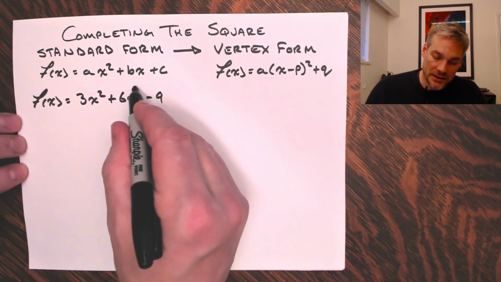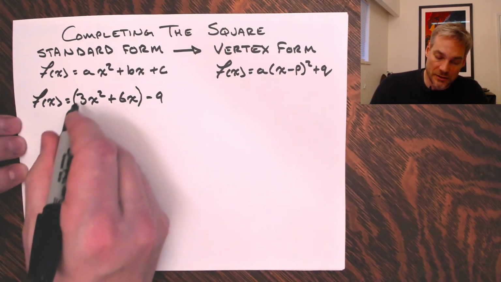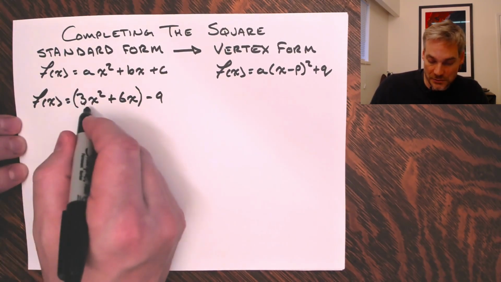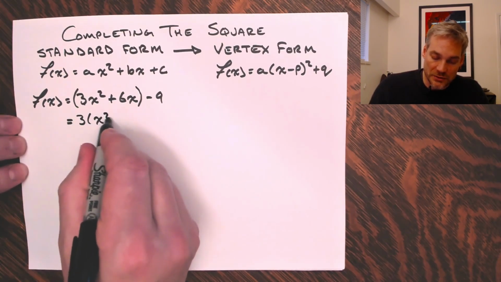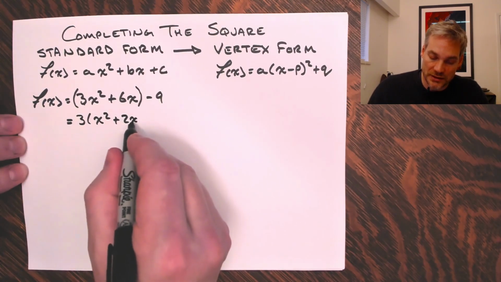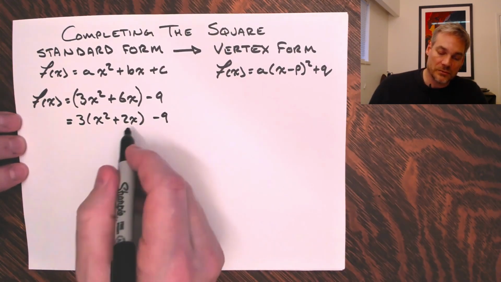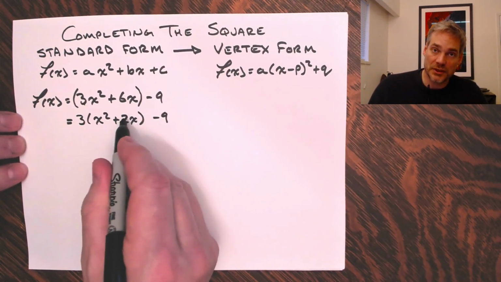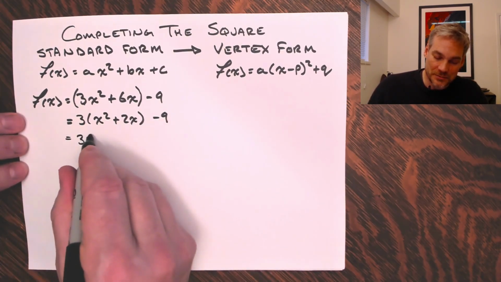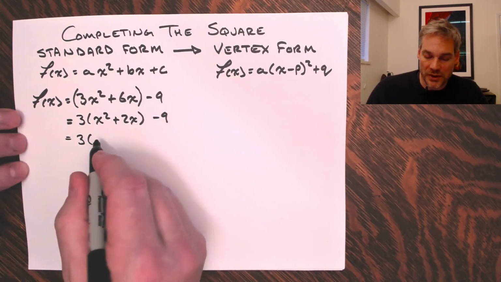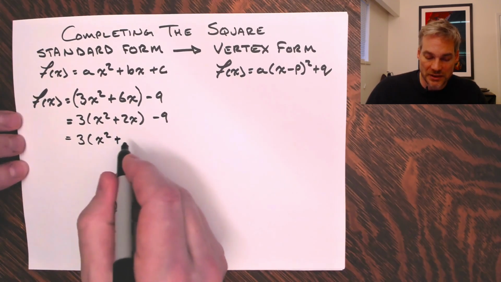We're going to isolate these first two terms and factor out the a value, which is just the number in front of x squared. So we have 3 bracket x squared plus 2x closer bracket minus 9. Now I'm going to take half this number and square it, and then add it and subtract it. So that's kind of the weird step. That is the one step that you kind of have to just memorize. The rest is quite straightforward.